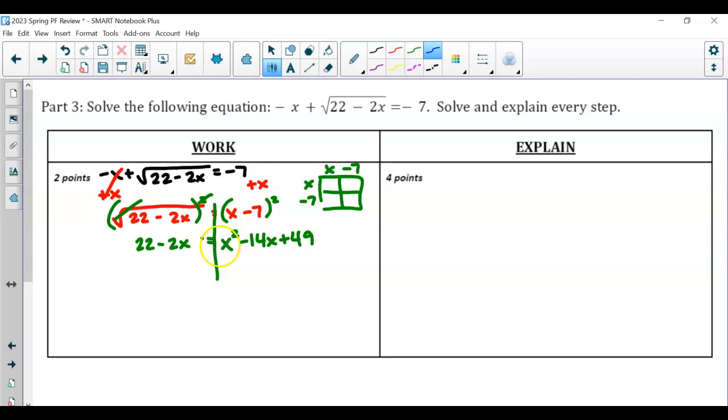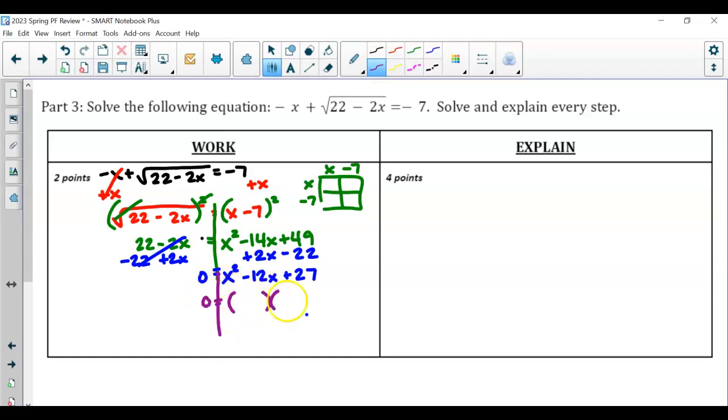Now you should have noticed we're solving a quadratic, and quadratics have to equal 0. So we need to add 2x to both sides, but also subtract 22. And again, lining up those like terms. So now we've got x squared minus 12x plus 27. Now we can solve by factoring. So here, what two numbers multiply to get 27 and add to get negative 12? Negative 3 and negative 9, which means we are going to say here that x is equal to 3 and 9.